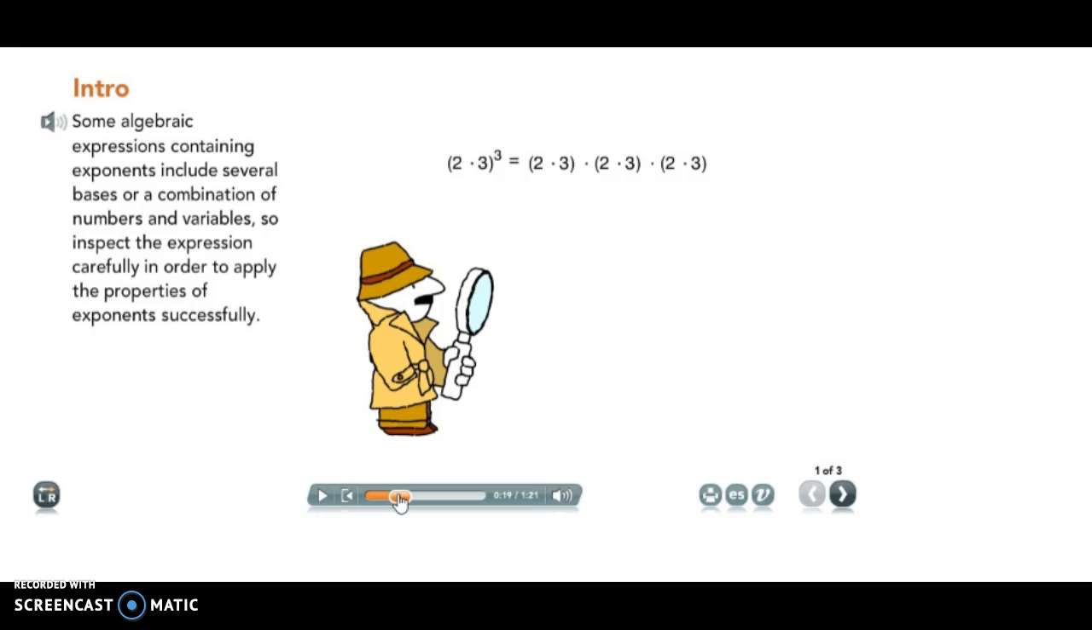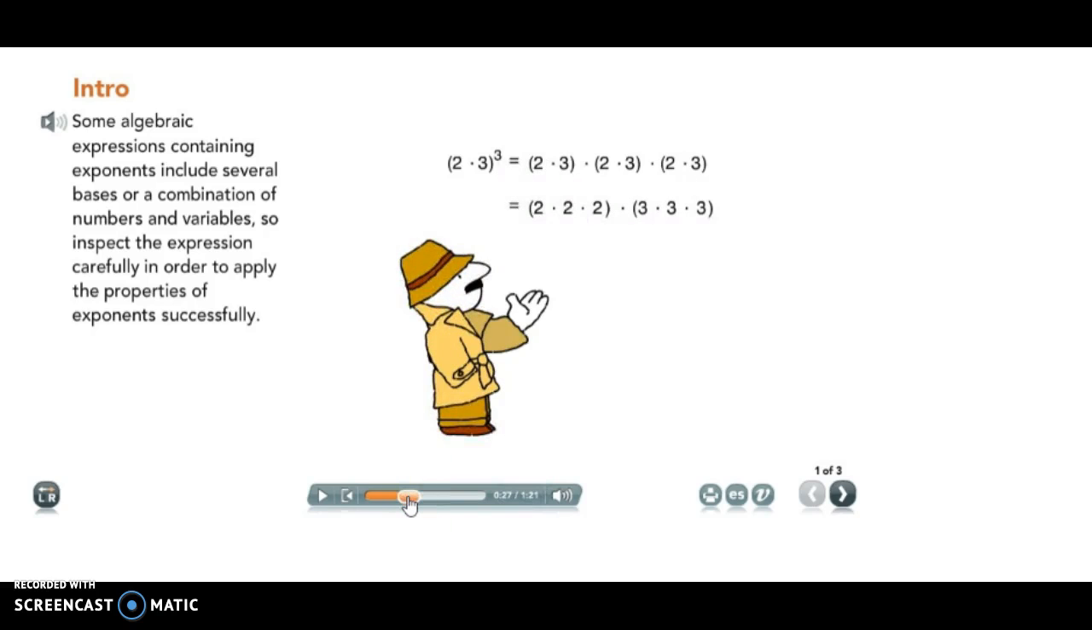Some algebraic expressions containing exponents include several bases or a combination of numbers and variables. So you need to inspect it carefully in order to apply the properties of the exponent successfully. So let's take a quick look. We have 2 times 3 and that whole expression to the third power, which really means that we're going to have 3 of those expressions multiplied by each other. So together, that means that we have 3 2's and 3 3's, and we're multiplying all of those together.